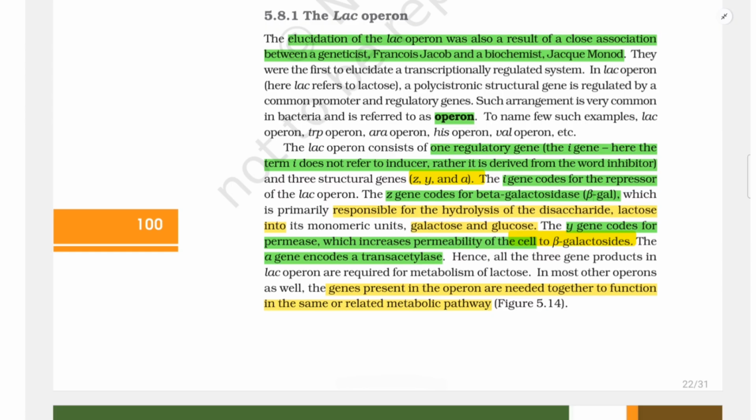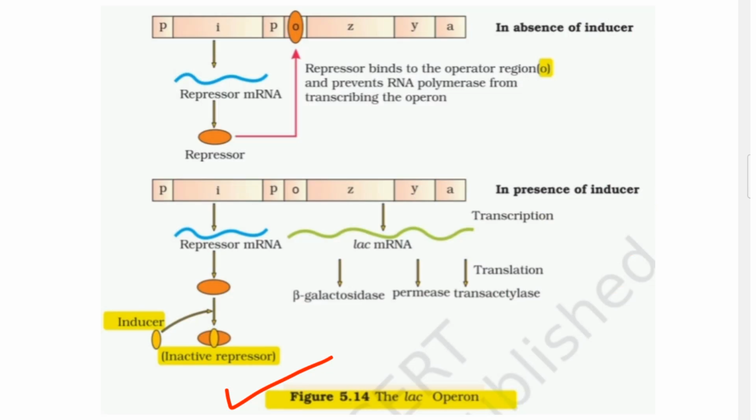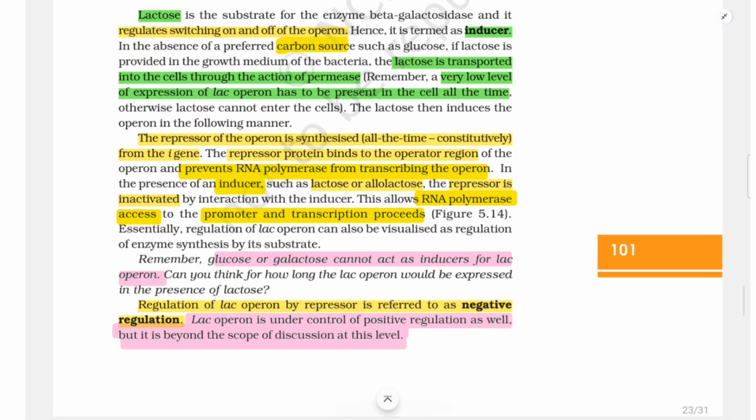The a gene encodes a transacetylase. Hence all the three gene products in lac operon are required for metabolism of lactose. In most other operons as well, the genes present in the operon are needed together to function in the same or related metabolic pathway. Figure 5.14. Lactose is the substrate for the enzyme beta galactosidase and it regulates switching on and off of the operon. Hence, it is termed as inducer.